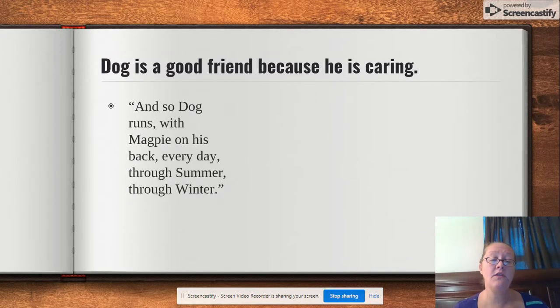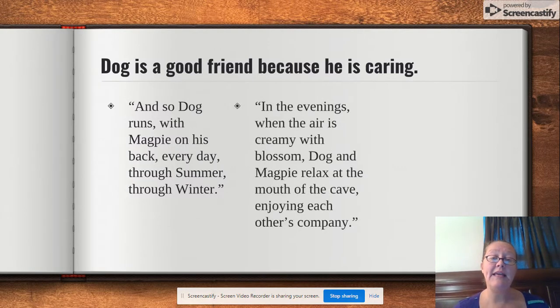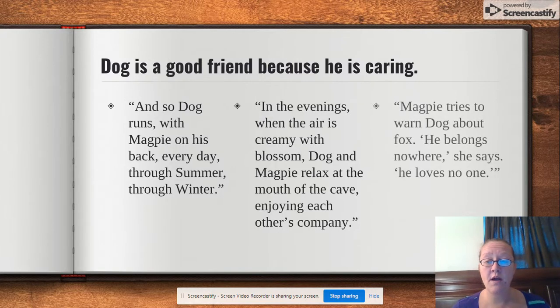Dog runs with Magpie on his back every day through summer, through winter. Here's another one I chose. In the evenings when the air is creamy with blossom, Dog and Magpie relax at the mouth of the cave, enjoying each other's company. And then I chose one more. Magpie tries to warn Dog about Fox. He belongs nowhere, she says. He loves no one.